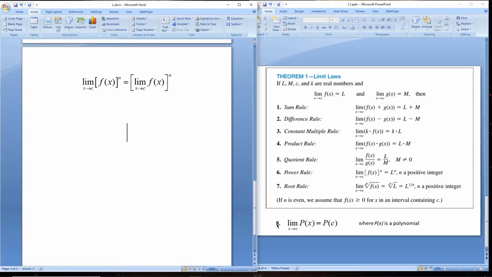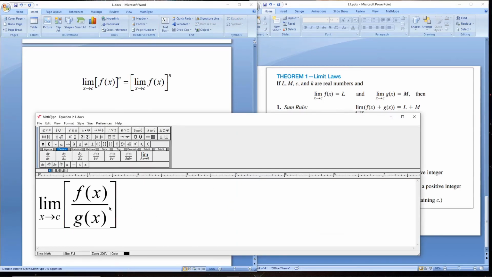Now, 8, your book does talk about, doesn't list it in this table, though. 8 is massively important for almost all your homework problems in this next section. And this one is saying that the limit of a polynomial is always equal to just that value c in the polynomial.